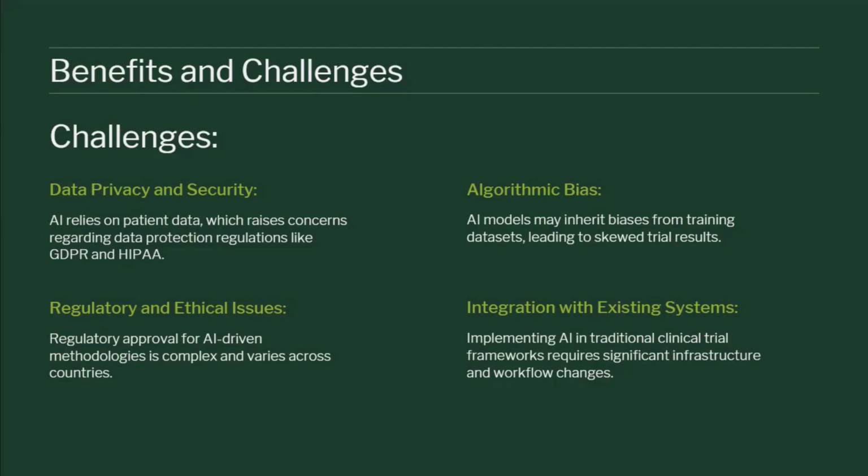And the AI models may inherit bias from training data sets, leading to skewed trial results. Because AI is always trained by someone. AI is not like the human body, which can logic. Presently, when we are talking about the AI, we are not talking about the AGI. Right? So AI cannot logic. AI logics only based on the data given to it or the training given to it. But yes, there's one more step ahead of the AI, that is called AGI, the artificial general intelligence.